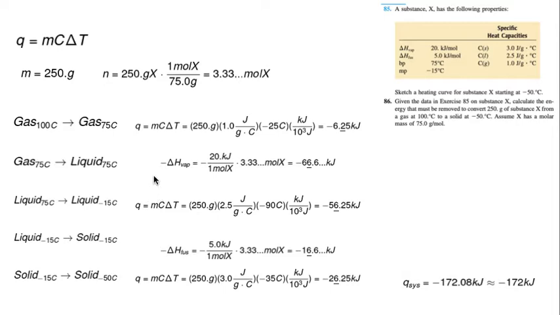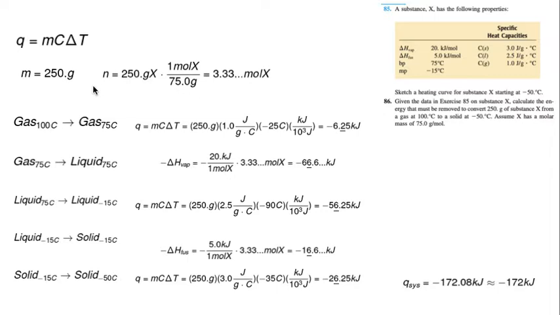So the next calculation, notice I have negative delta H vaporization. That's because we are not vaporizing. We're not going from liquid to gas. We're going from gas to liquid. So we're doing the reverse process here. So that's negative delta H. And so since delta H is 20 kilojoules per mole for the heat of vaporization, that's going to be negative of that value times the number of moles.